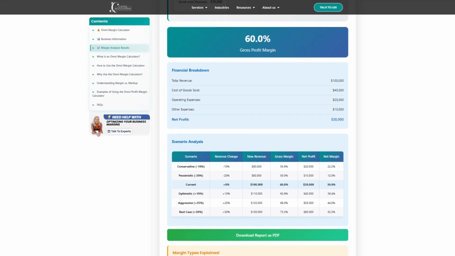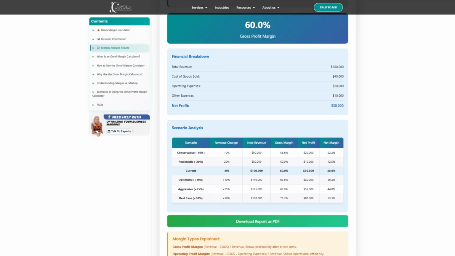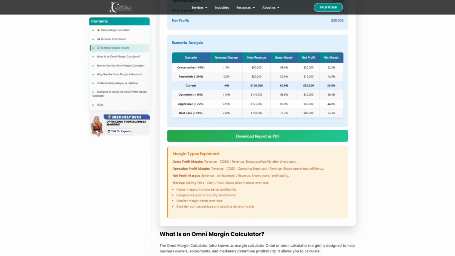You'll also see markup analysis, which helps you understand if your pricing makes sense or if it needs adjustment. All of this is calculated instantly, with no accounting background needed. This calculator is powerful because it helps you make better decisions. You can quickly see if your prices are too low, if expenses are eating your profits, or if your business model is actually sustainable. It's also extremely useful before raising prices, cutting costs, or planning growth.